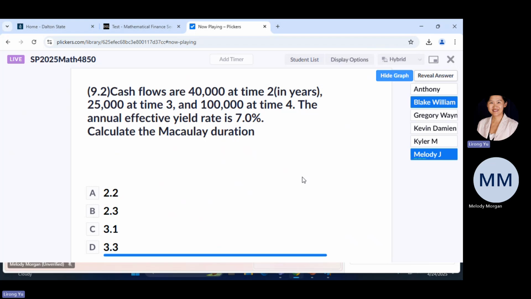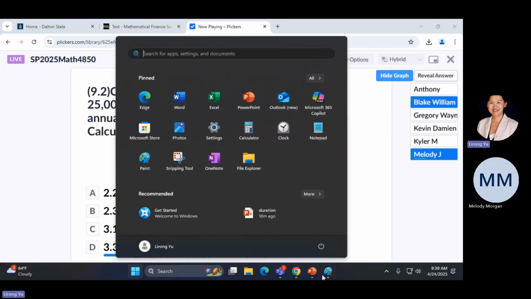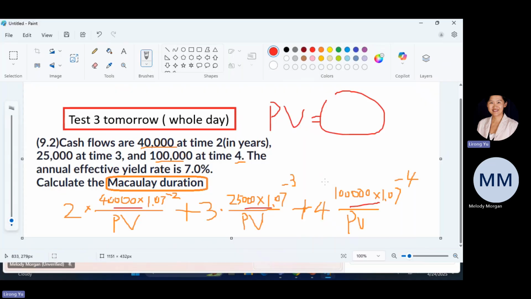If you want to know the modified duration, it will be the Macaulay duration divided by 1 plus i. In this case, once you get that 3.3, you will divide it by 1.07. That will be the modified duration. I just want to mention that you know the modified duration will be slightly lower than the Macaulay duration.